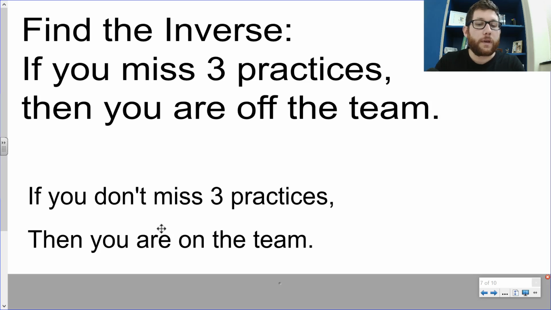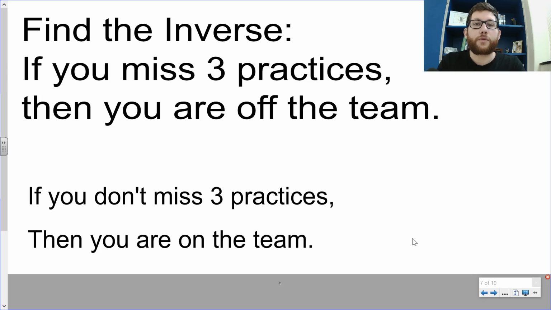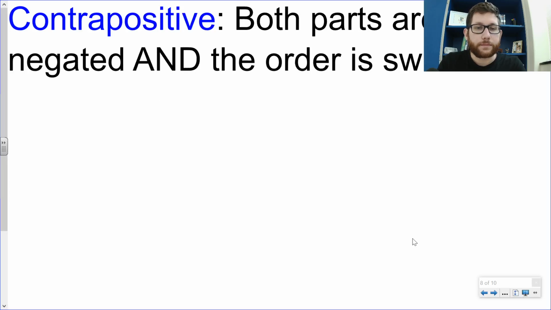Actually, let's talk about this. Instead of saying not off, what can we say instead? Well, you're on the team, right? So negating doesn't always mean a not. Sometimes it just means the opposite. Then you're on the team is the exact opposite of off. So do be on the lookout with that for your inverse.